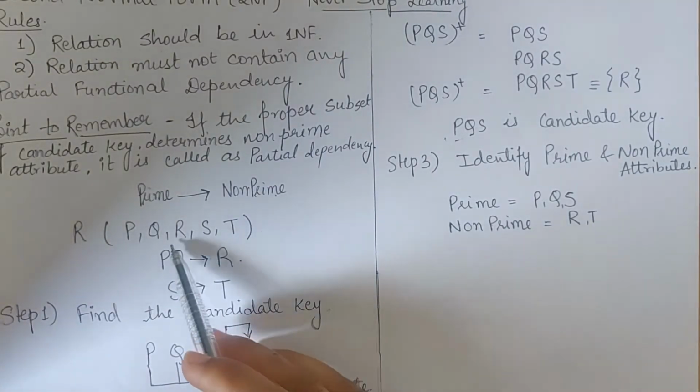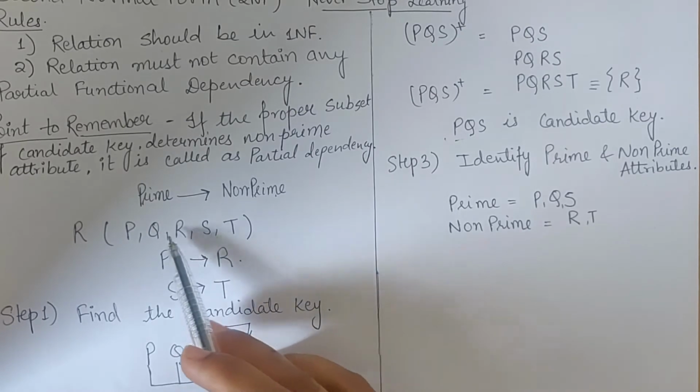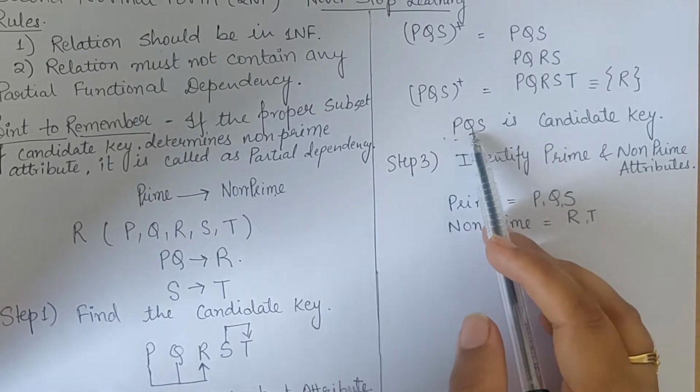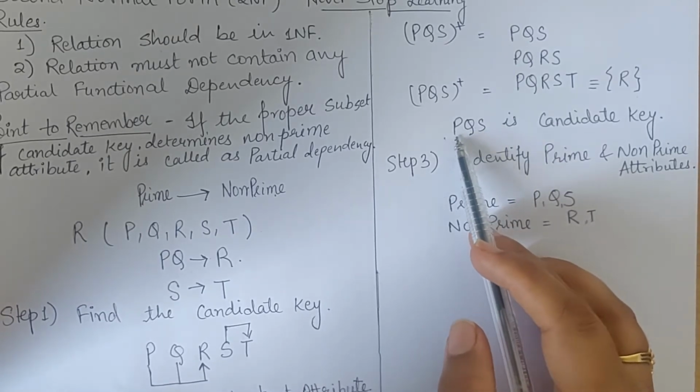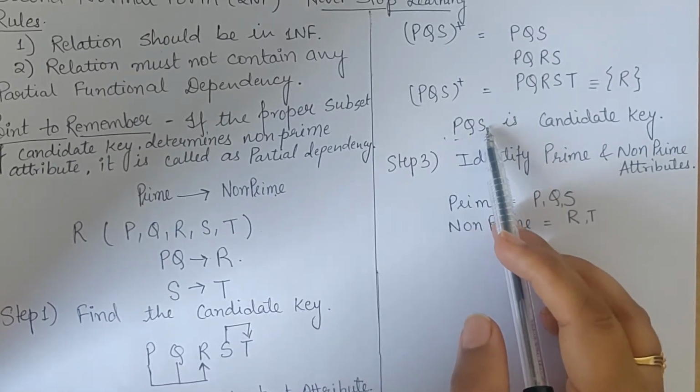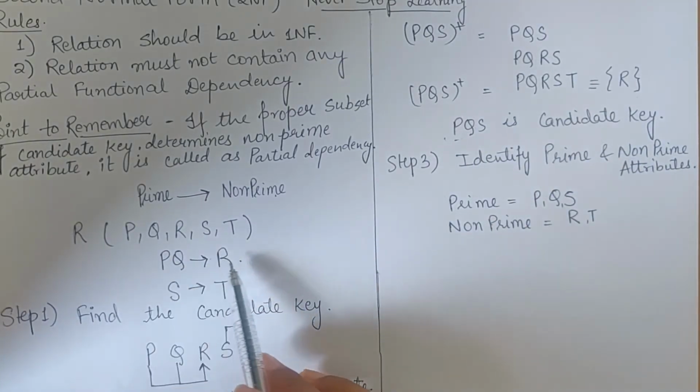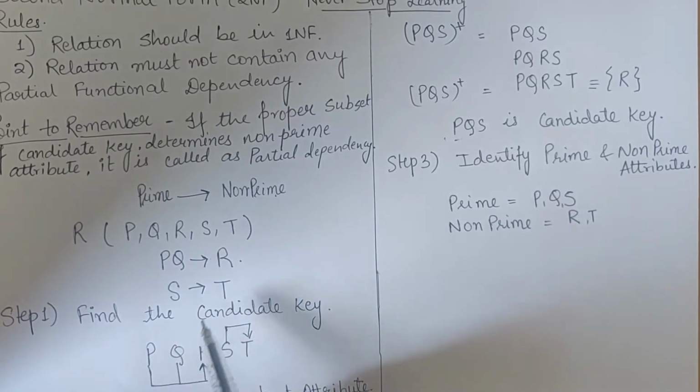Why? Because of the partial attribute, the partial subset of candidate key. What is a candidate key? PQS is a candidate key. PQ, that means partial attribute. It is not including S, and it is saying I will determine R. So here it is a case of partial functional dependency.